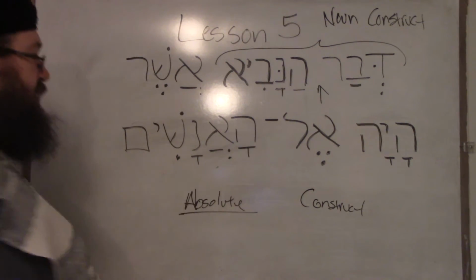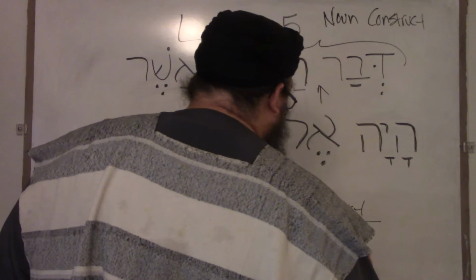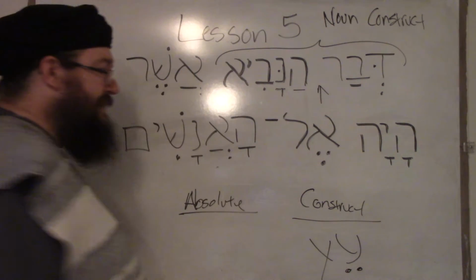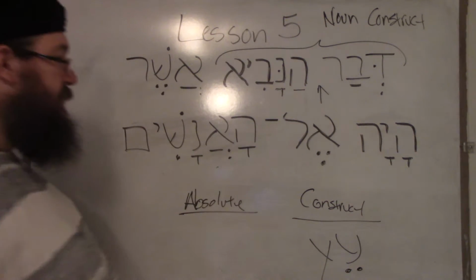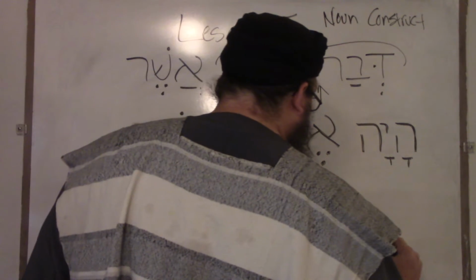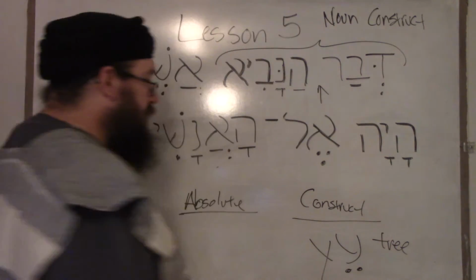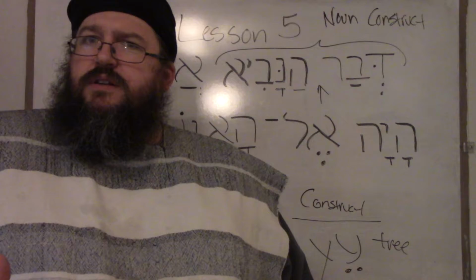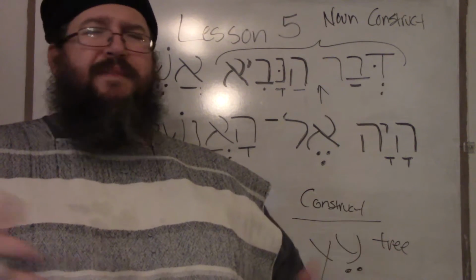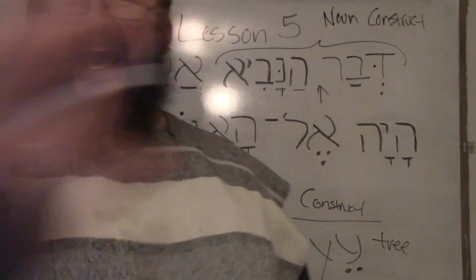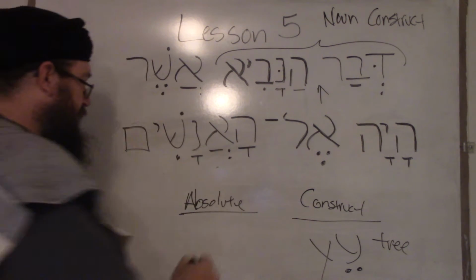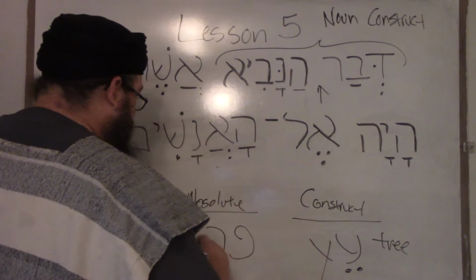Why? Well, let's look at this thing, okay? If we have the word etz, etz is the word for tree. So here, tree, all right? I want to describe what kind of tree it is. I'm not going to use an adjective. Get out of here. No. We're using a noun. All right? What are we going to do?